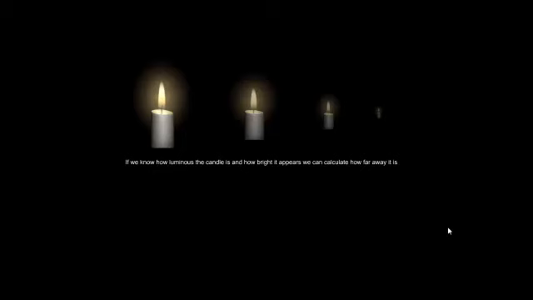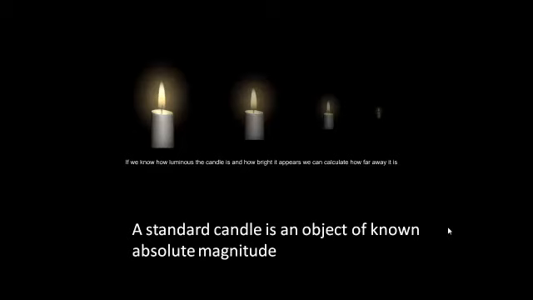How bright an object appears depends on how far away it is, and it depends how bright it is. So basically, if we know how bright this particular object is, and we measure how bright it appears to be, then we can work out how far away it is, which obviously makes it very, very useful in astronomy. That's why it's called a standard candle. A standard candle is an object of known absolute magnitude.